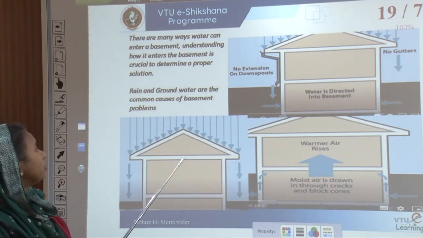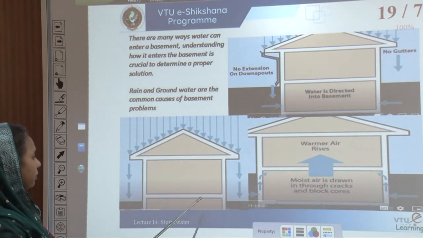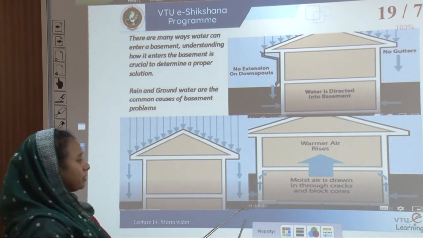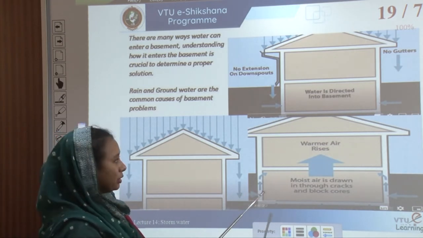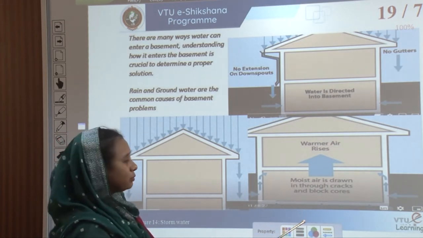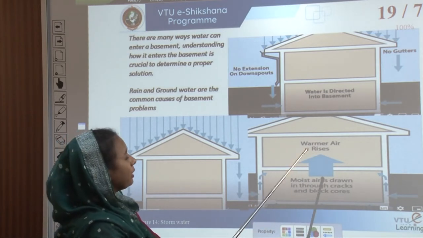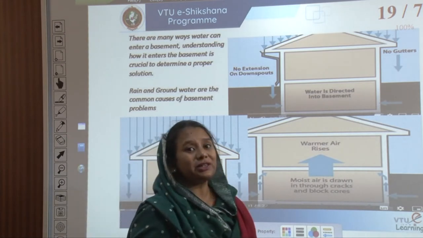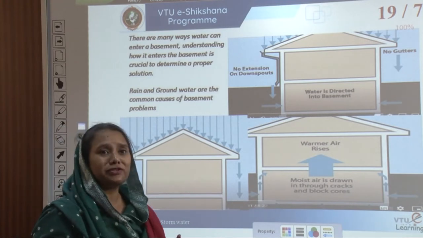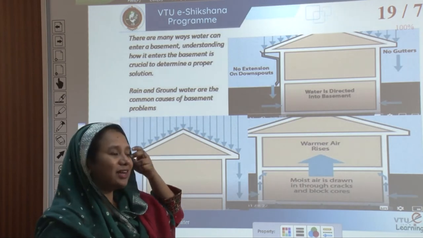Rain and groundwater are the common causes of water in basements. So, if you notice, if this is a house and this has a basement, the rainwater basically comes in and adds up. So, there is a lot of moisture which is going to be put up along the walls. So, this moisture of the air is drawn in through the cracks as well as block cores, and the warm air rises because of the moist air, and that warm air is going to make the building weak as well as very difficult for people to live in because of the smell that comes out, as well as because of the way in which the whole water starts getting logged.